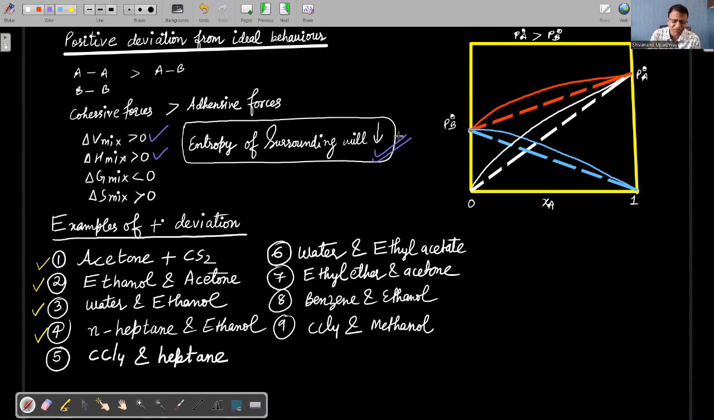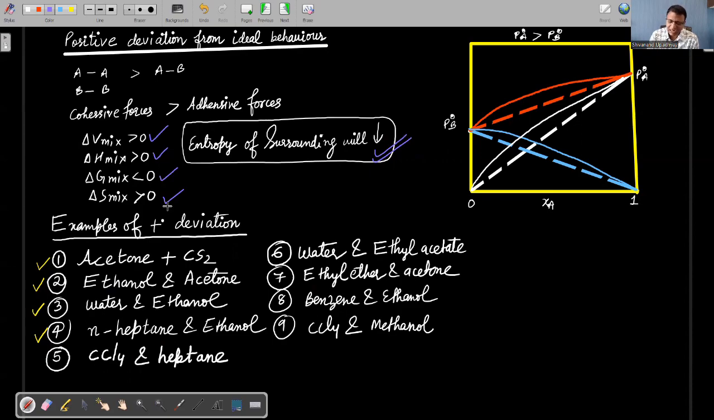Since the solution is forming, it is a spontaneous process, so delta G mixing will be negative. And since the surrounding is losing heat energy and the system is gaining heat energy, the entropy of the system is going to increase. So delta S mixing will be positive. Always remember, whether it is an ideal solution or non-ideal solution, positive deviation or negative deviation, the entropy change on mixing of the system is going to increase.